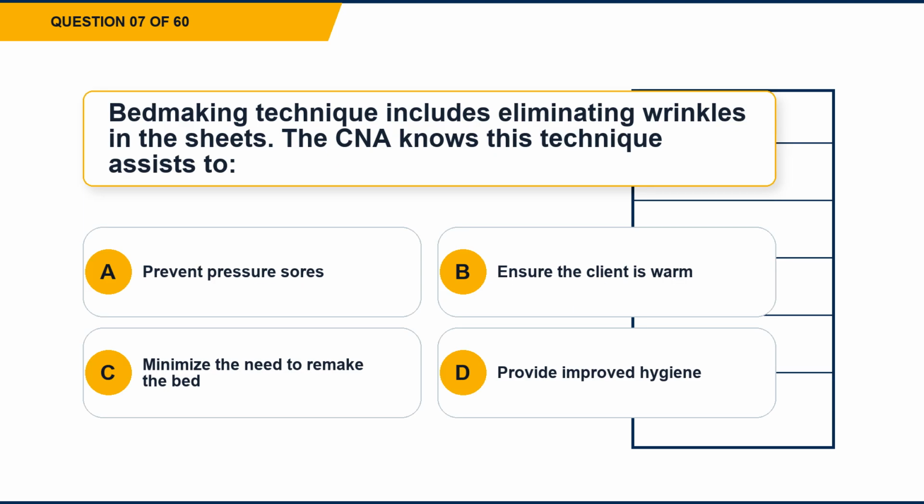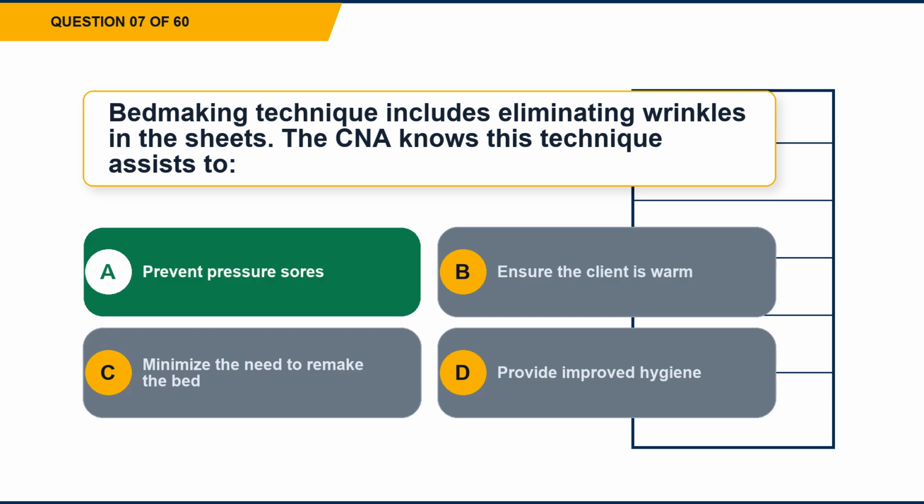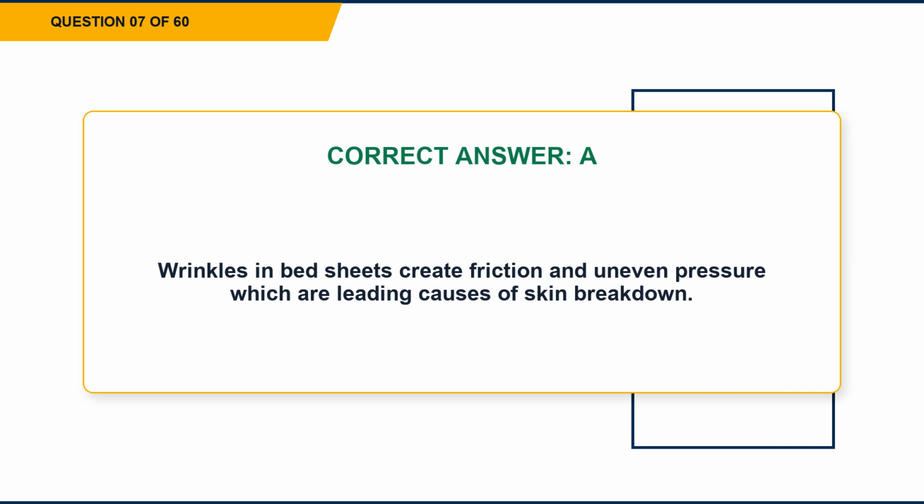Question 7. Bed-making technique includes eliminating wrinkles in the sheets. The CNA knows this technique assists to: Option A, prevent pressure sores. Option B, ensure the client is warm. Option C, minimize the need to remake the bed. Option D, provide improved hygiene. The correct answer is option A, prevent pressure sores. Explanation. Wrinkles in bed sheets create friction and uneven pressure, which are leading causes of skin breakdown.